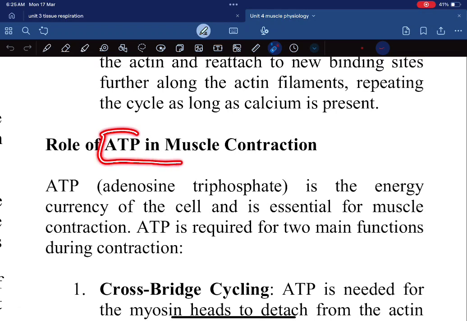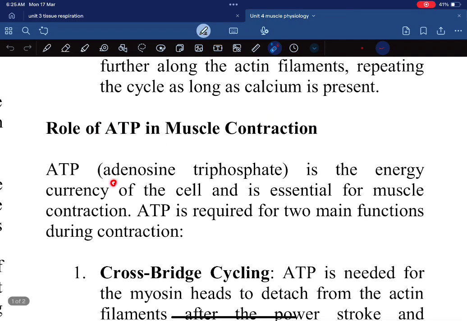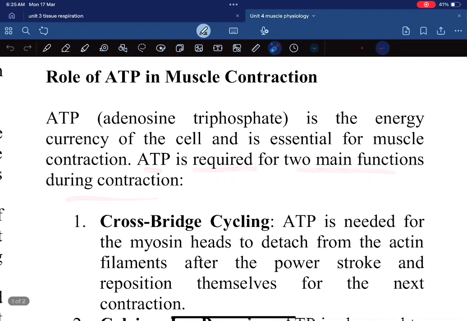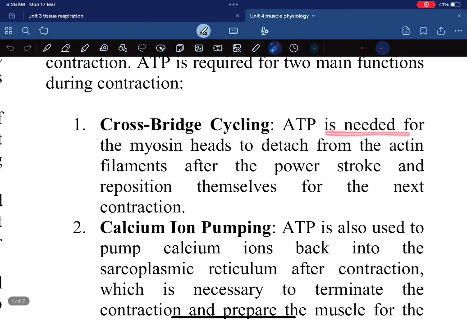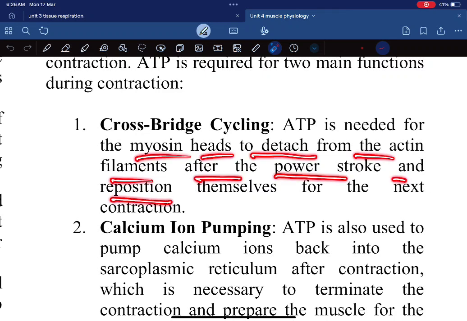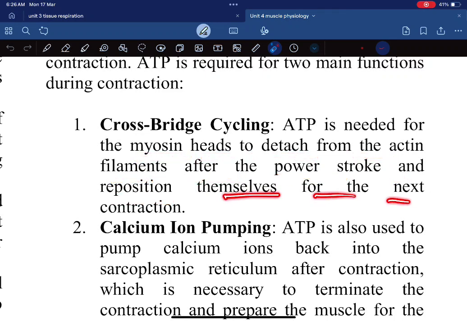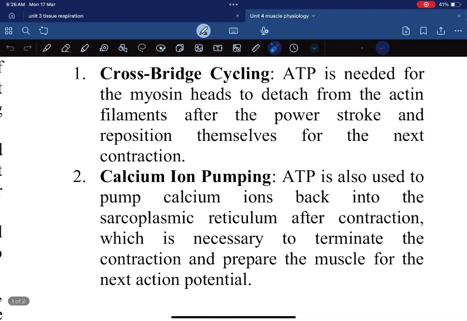Role of ATP in muscle contraction. ATP, adenosine triphosphate, is the energy currency of the cell, and is essential for muscle contraction. ATP is required for two main functions during contraction. First, cross bridge cycling. ATP is needed for the myosin heads to detach from the actin filament after the power stroke and reposition themselves for the next contraction.